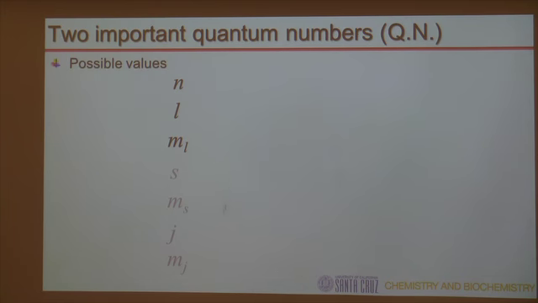And we know they have some possible values. They cannot be everything, right? For n, L, and mL, what's the requirement for n? Can n be 1.1? 1.2? They must be integers, right? Integers, not from 0, sorry, from 1. You cannot have 0 as n. Remember, how can you have 0 as an orbital? Right. Okay.